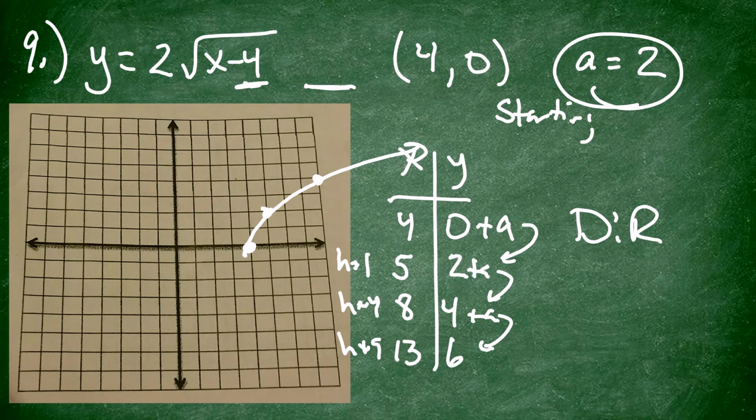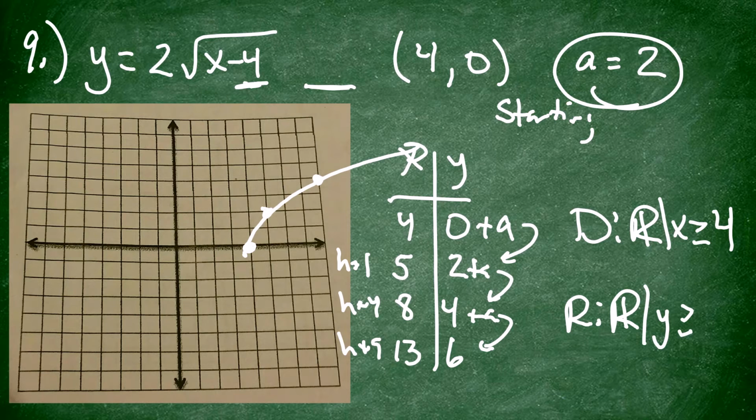Domain, all the reals, such that x is greater than or equal to, what is h? H is 4. Range, all the reals, such that y is greater than or equal to k, that's 0. Remember, it's greater than because it's going to the right, or because that x is positive. It's greater than for y because it's going up, or because 2 is positive. All right? Since both those are positive, that's why those are greater than. And that's it for number 9.